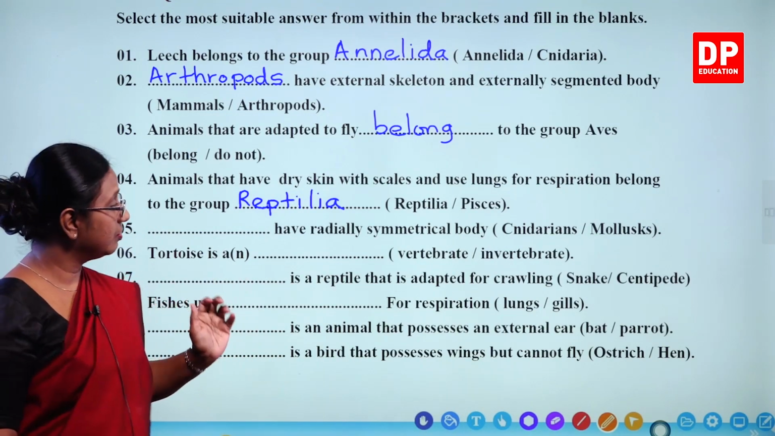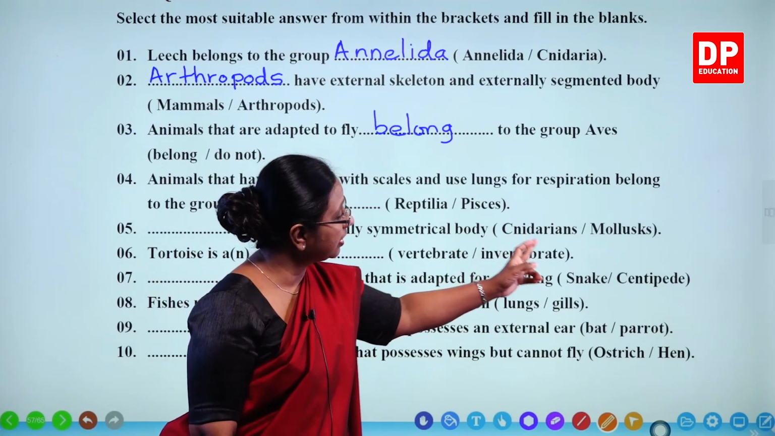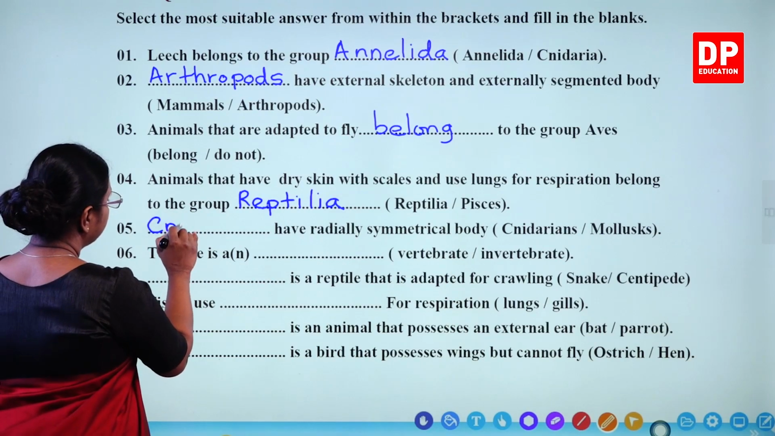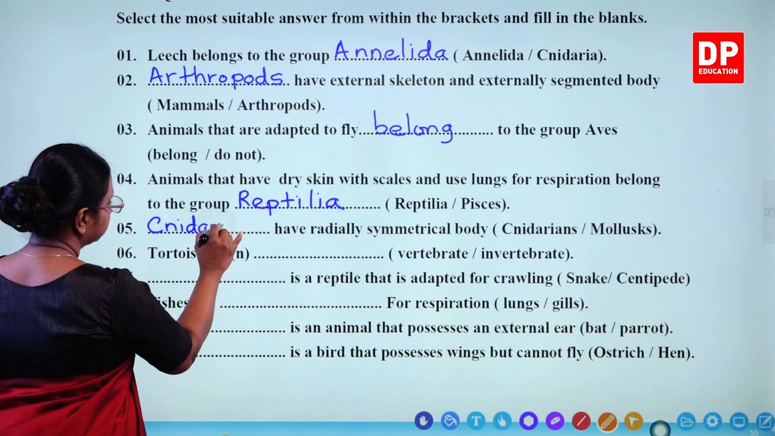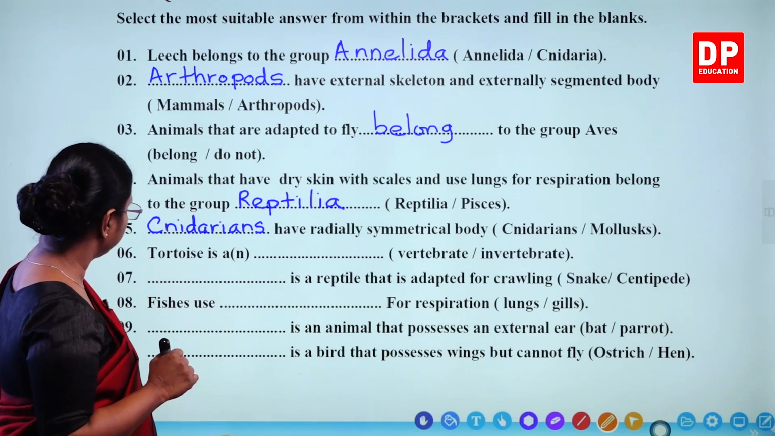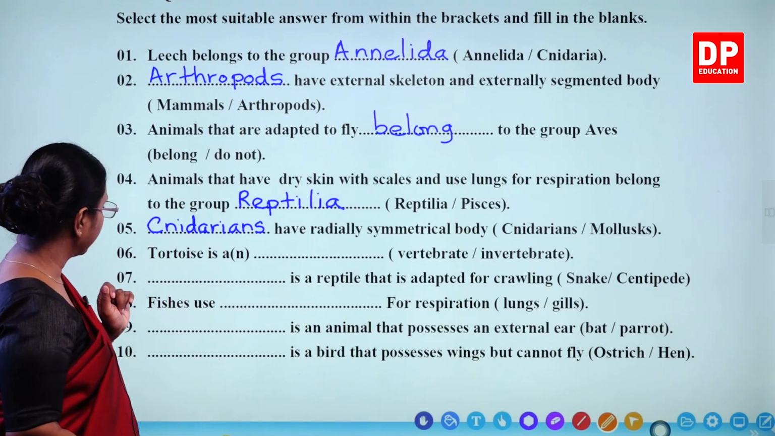Then next one. Blank have radially symmetrical body. Radially symmetric, you know it's Cnidarian. So Cnidarian or mollusk, it has to be Cnidarians. Cnidarians have radially symmetrical body.